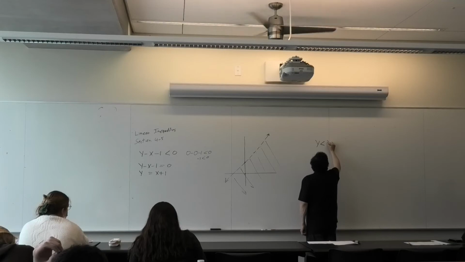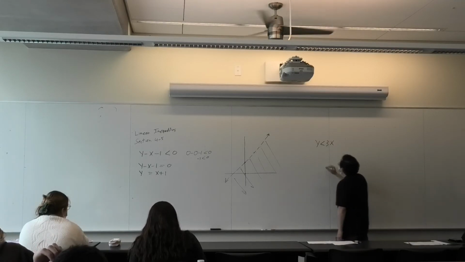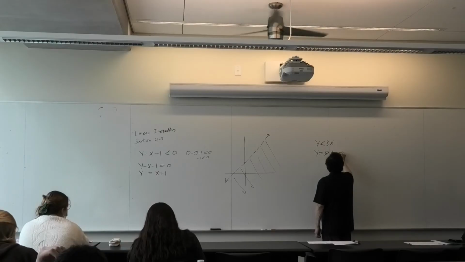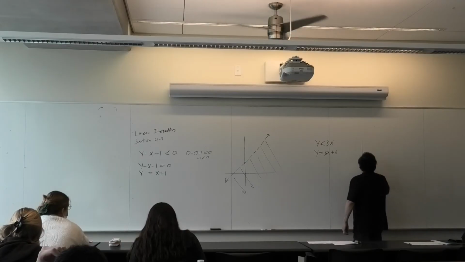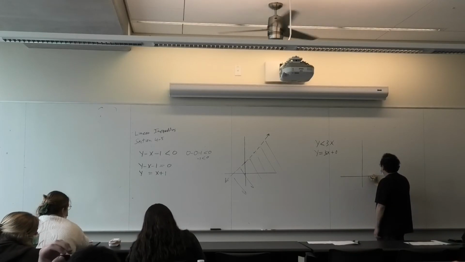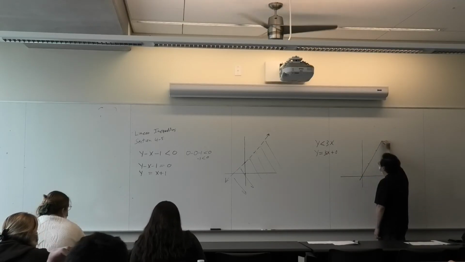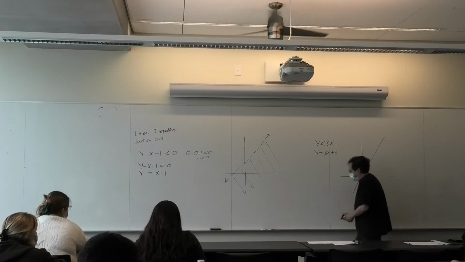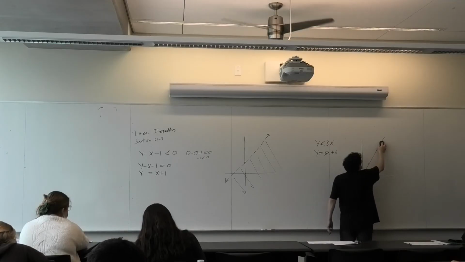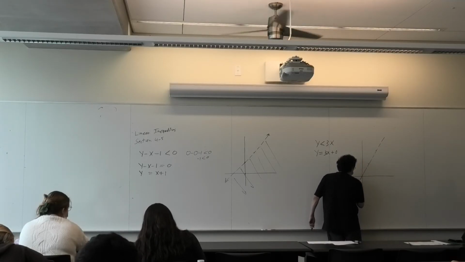Y less than 3x. Okay, so y equals 3x plus b, which is 0, right? So it's going to go through 0, over 1, up 3, over 1, up 3. So I'm not including a line.